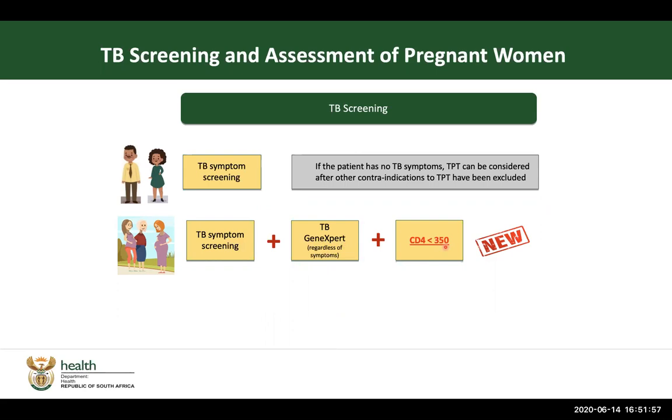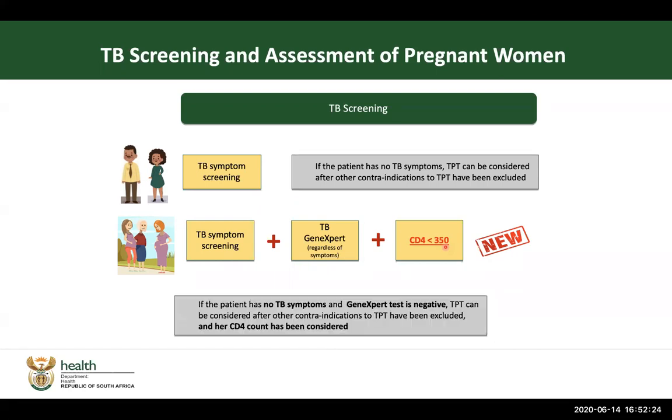They should actually be excluded from that. There's current research and assessments and literature reviews going on to review the implications of INH in pregnant women with high CD4 counts, as there is an association with some negative outcomes. So eligibility criteria for INH in pregnancy is a negative TB screen, a negative GeneXpert, and a CD4 count that is less than 350.